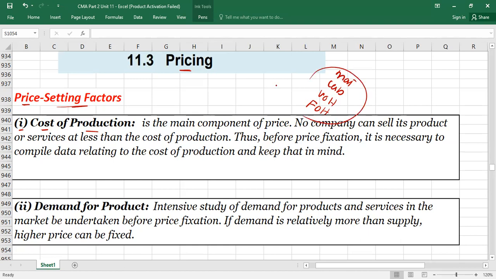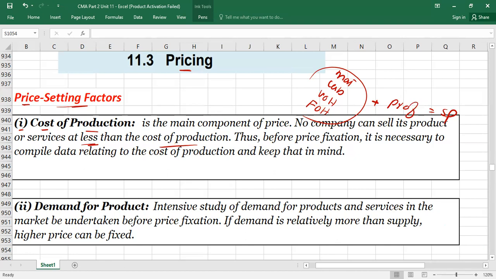And then what we will do, we will usually add the profit margin into the cost. Once we add the profit margin into the cost, this is how we will get the sale price. So this is what is called cost of production. It is the main component of price. Obviously no company can sell its product or services at less than the cost of production, because if you try to sell the product below the cost, you will make a loss, right? So that is why whenever you are fixing the price, it is necessary to compile the data relating to the cost of production, and you should keep that in your mind while setting the price.